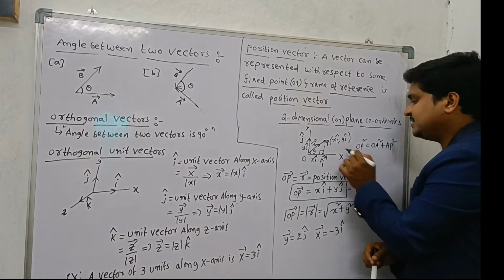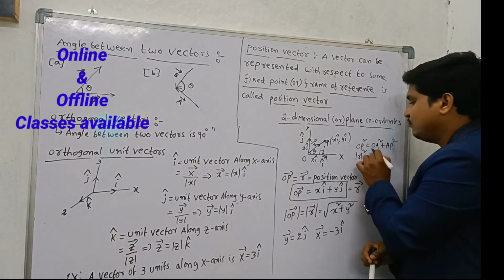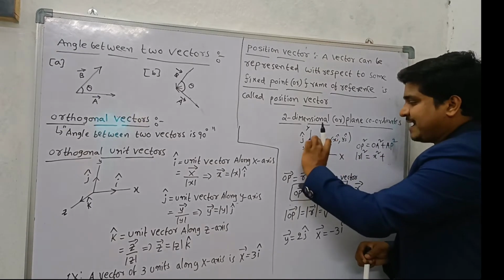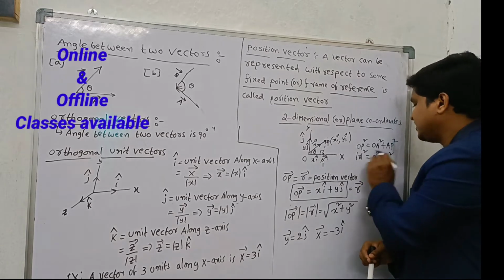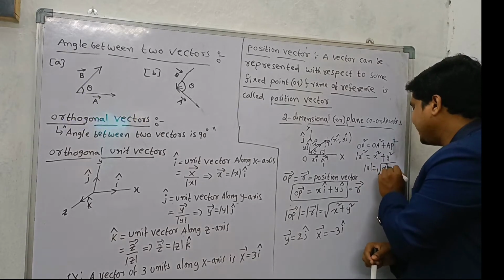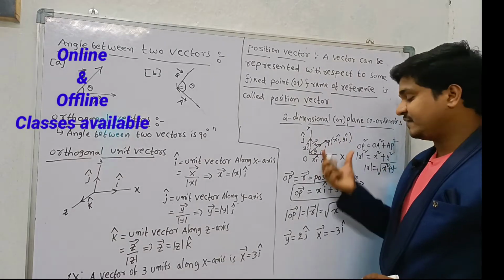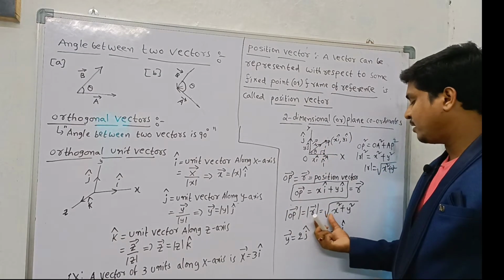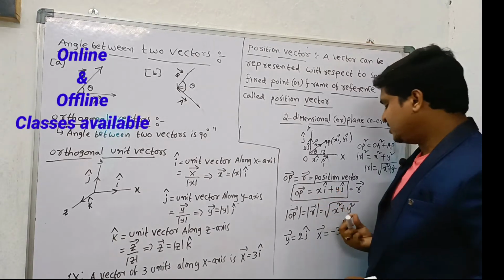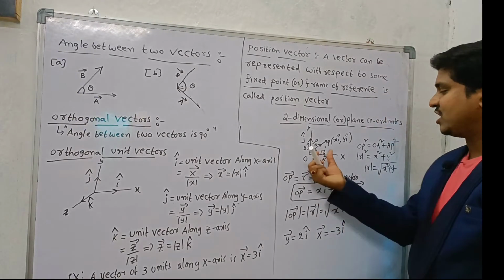OP square is nothing but mod R square. OA equals x square, magnitude value. AP is parallel to y, the magnitude is y square. So from this, mod R square, coming to the right side, root of x square plus y square. In two dimensions, the position vector mod OP equals mod R equals square root of x square plus y square. In three dimensions you can add plus z square. Why? Because you have the z-axis also.